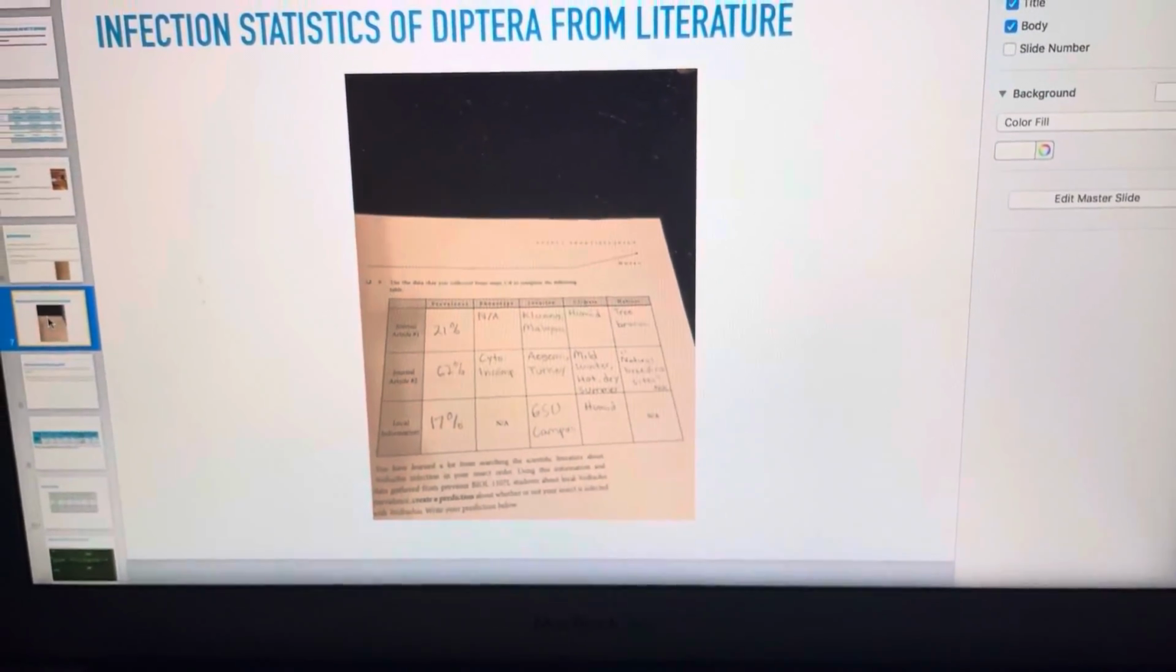This is my infection statistics from literature. The prevalence in my journal 1 is 21%, and that was from Malaysia. The climate was humid, and it was found in a tree branch. The second article had a prevalence of 62%, and its phenotype was cytoplasmic incompatibility. It was found in Turkey. The temperature was mild. It was winter, and the other temperature was hot, and the climate was dry summer. Natural breeding sites were unavailable on the website.